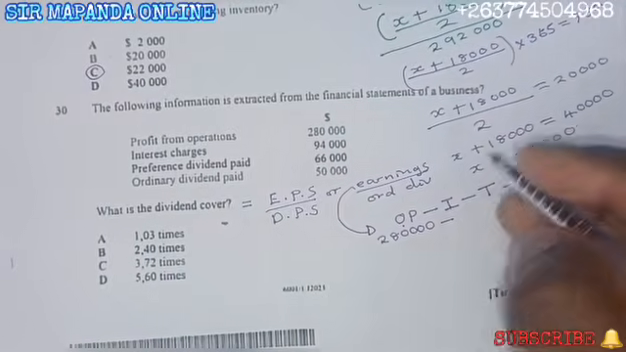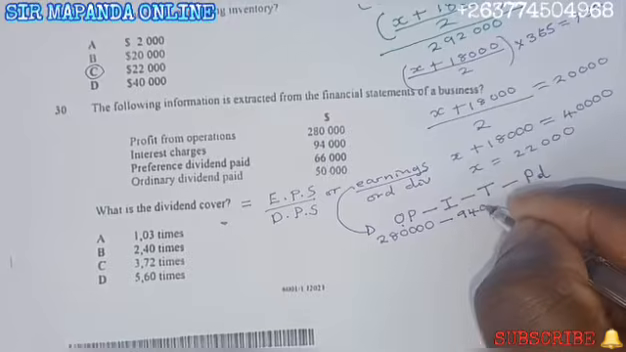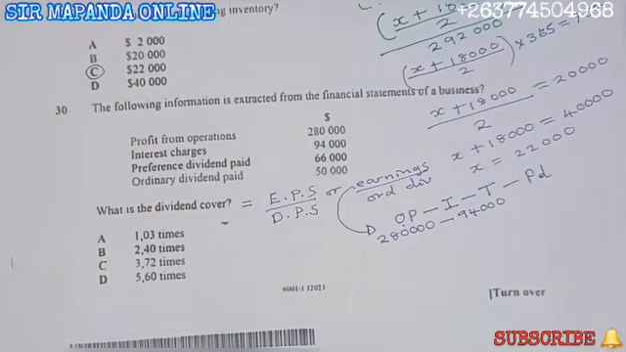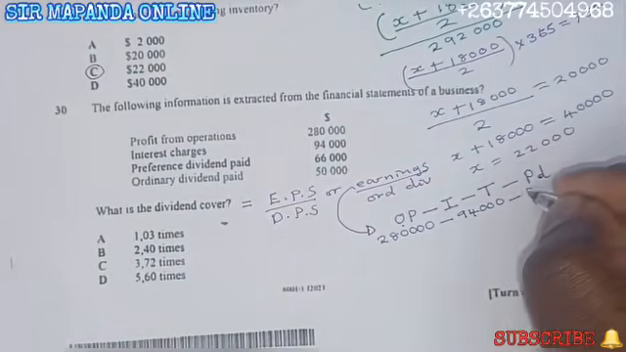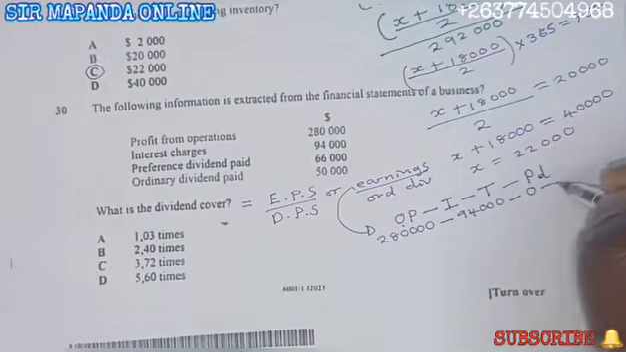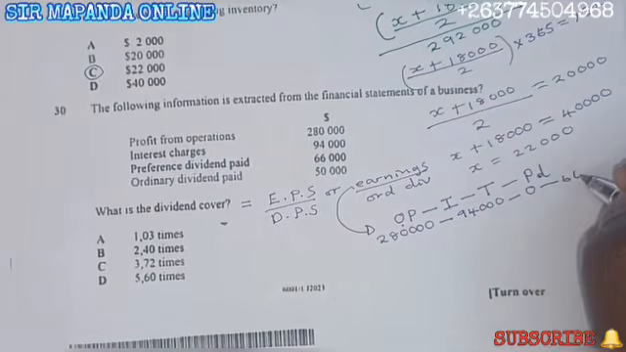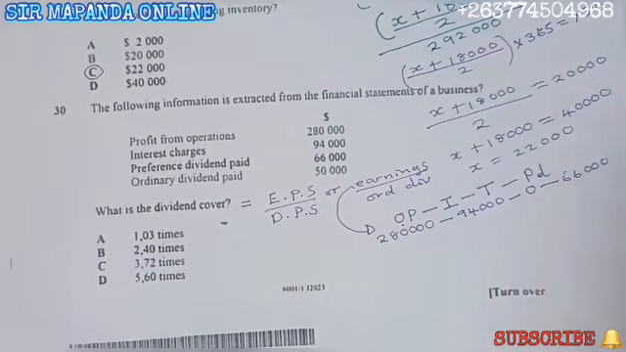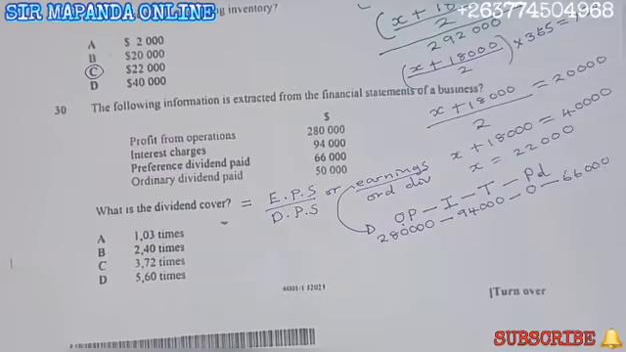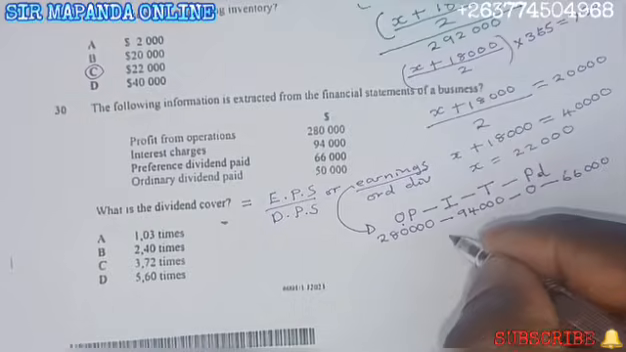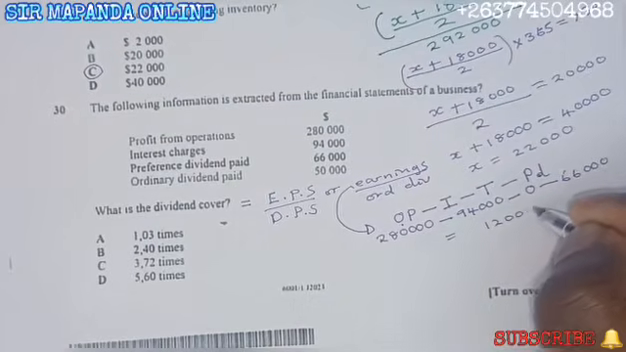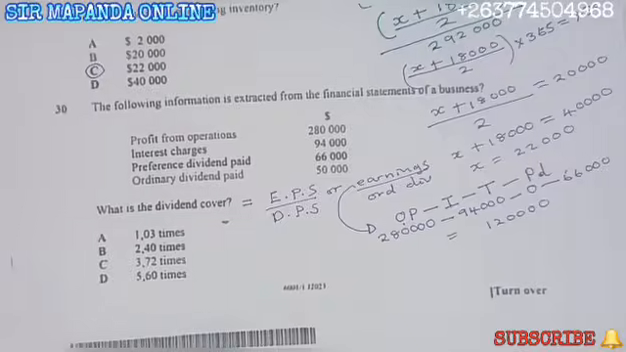Then interest charges, it's 94,000. Do we have taxation? We don't have. So minus 0, we don't have taxation. But we are going to less the preference dividends of 66,000. So 280 minus 94 minus 66, you get 120. So 120,000 denotes what we call the earnings.